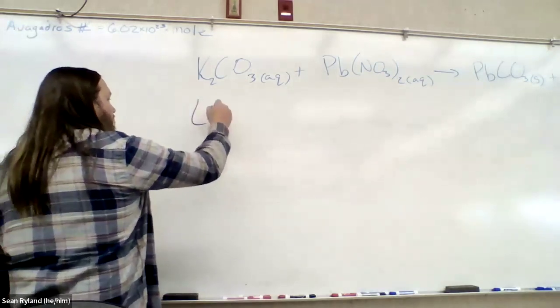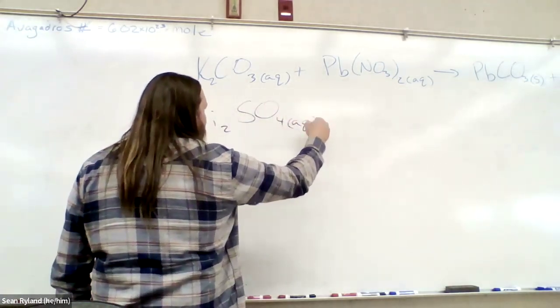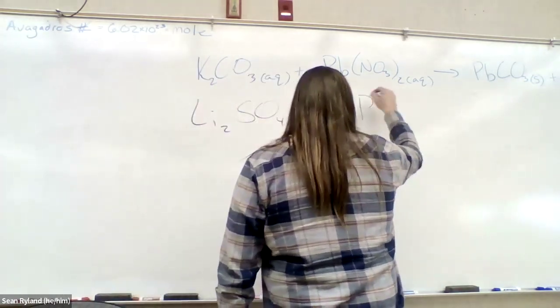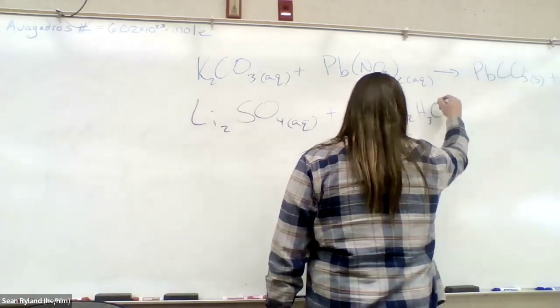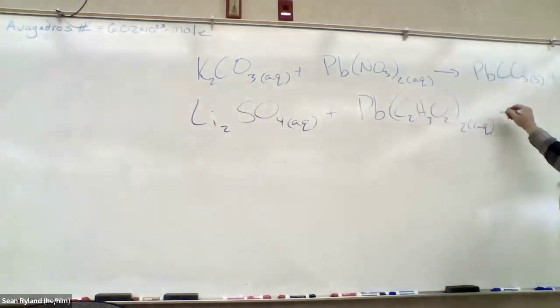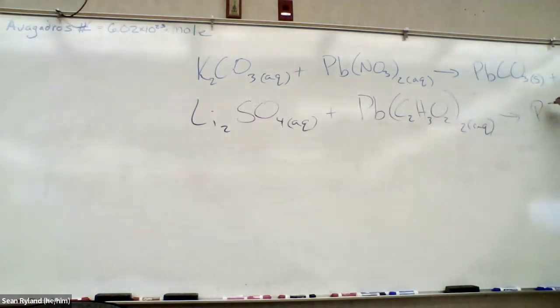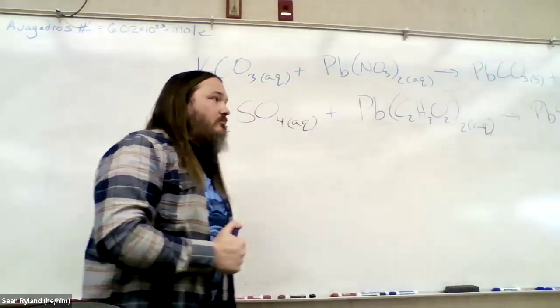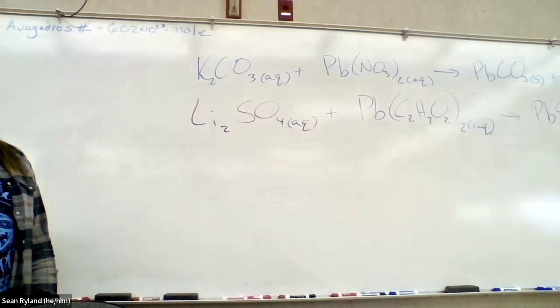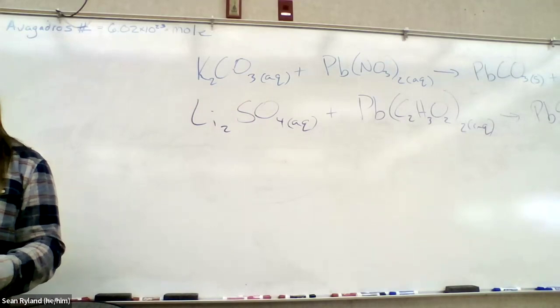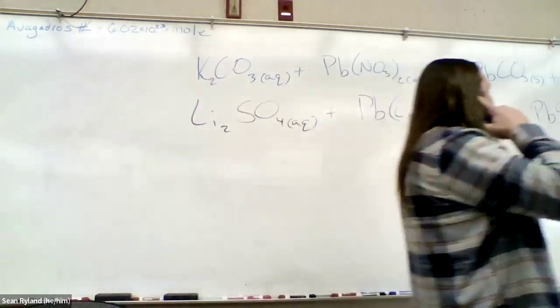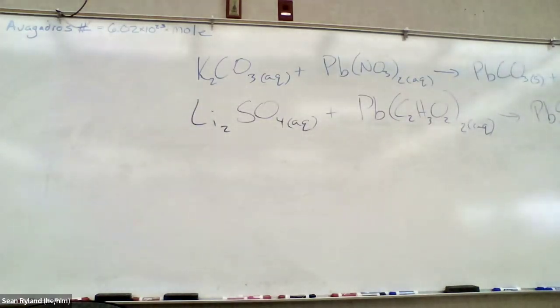So we're writing that out. Li2SO4 aqueous plus Pb(C2H3O2)2 aqueous reacts to form PbSO4 solid and lithium acetate aqueous, and balance that as needed there. If this all starts to feel really samey, it's because it is. The only thing that's different about it is you've got to check your solubility rules.